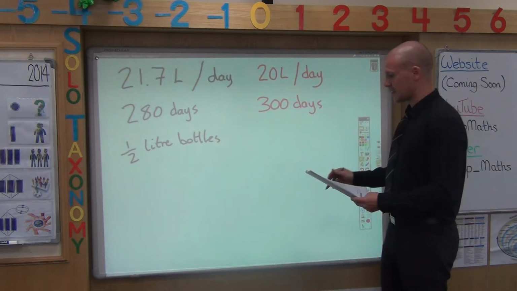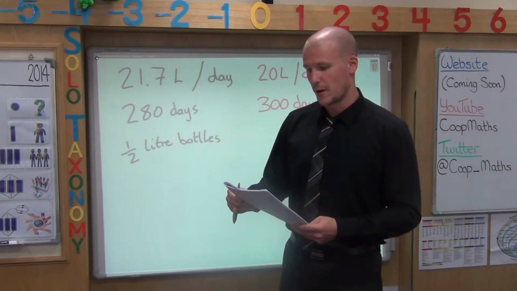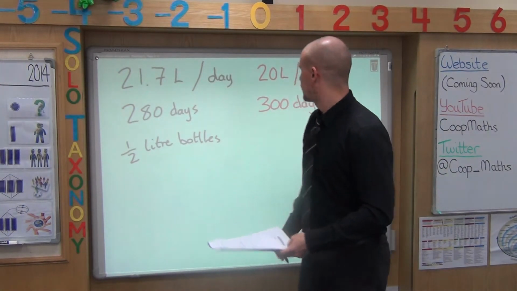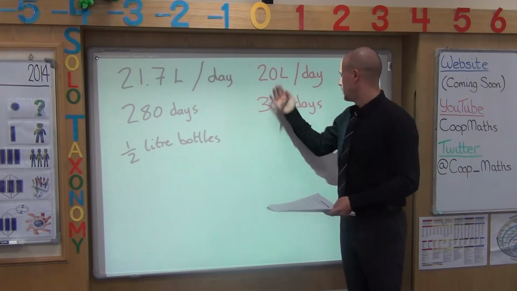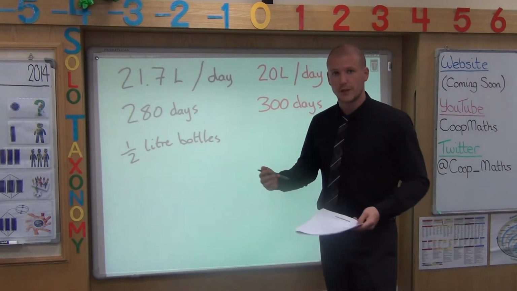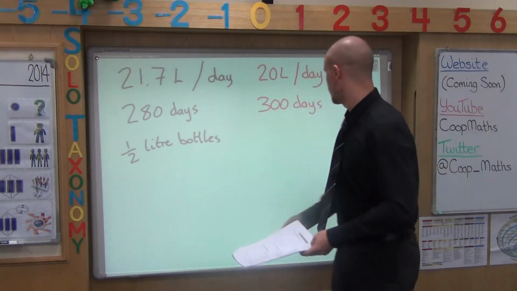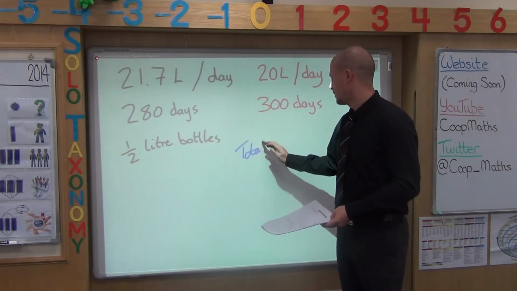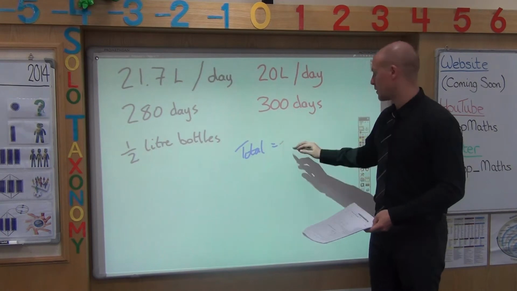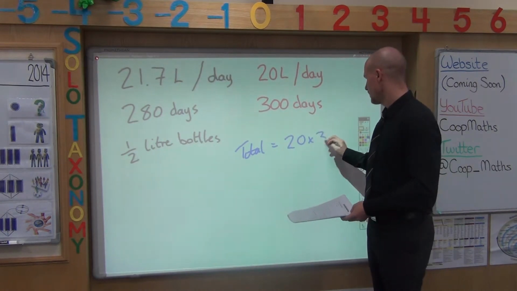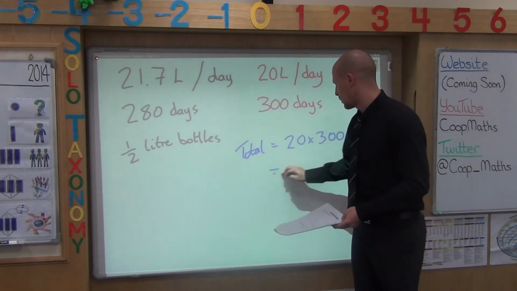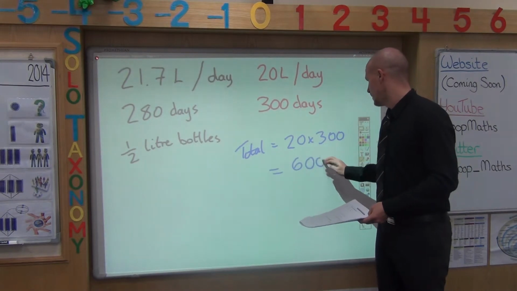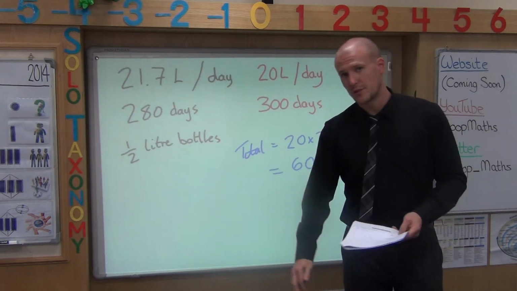Okay, so the question's asking how many bottles are needed to fill all the milk in the year. So 20 litres in a day, 300 days. Straight away you can figure out how many litres there are in total. So I'll put here total litres is going to be 20 times 300. Very straightforward sum to do in your head. 6,000 litres in total.